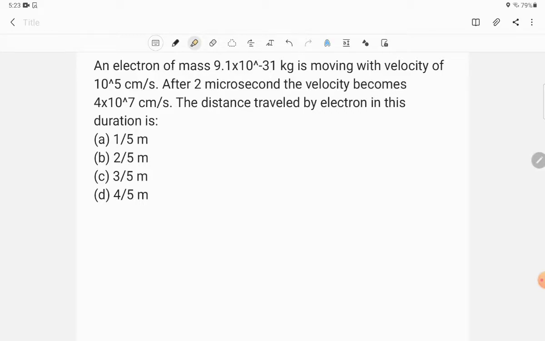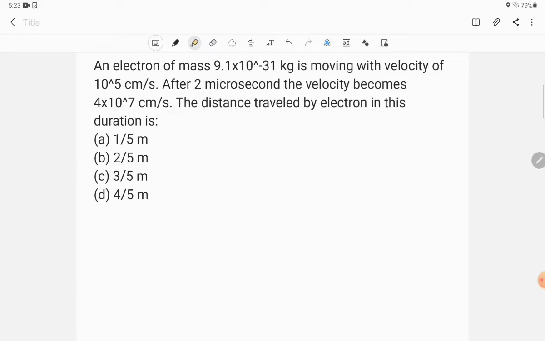So an electron of mass 9.1 into 10 to the power minus 31 kg is moving with a velocity of 10 to the power 5 centimeter per second. After 2 microseconds, the velocity becomes 4 into 10 to the power 7 centimeter per second.